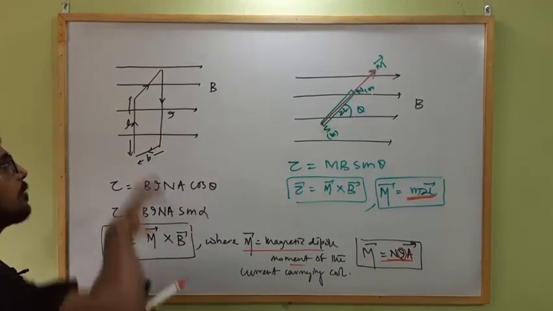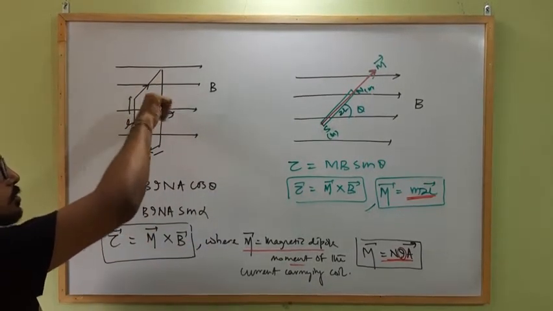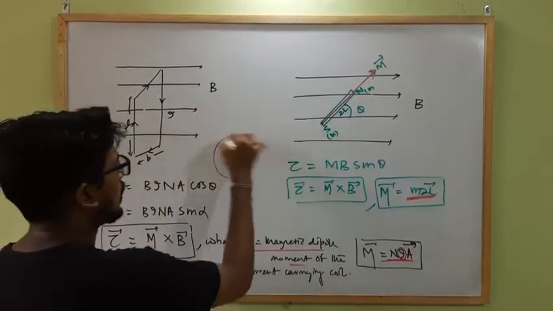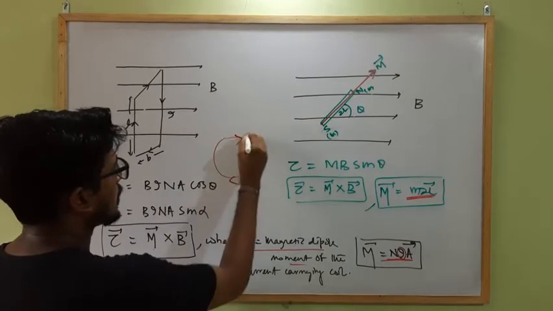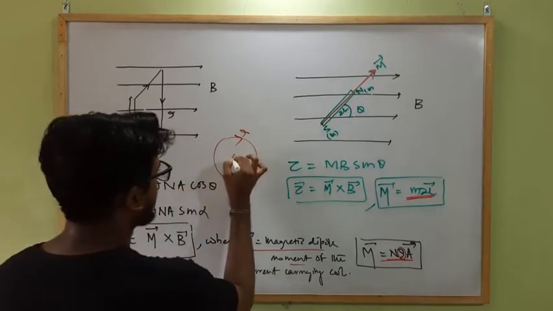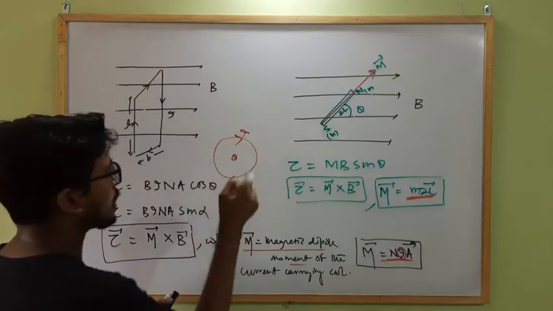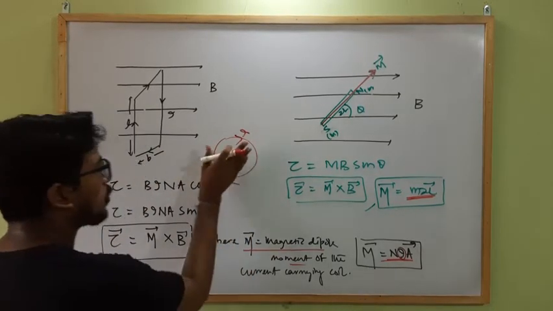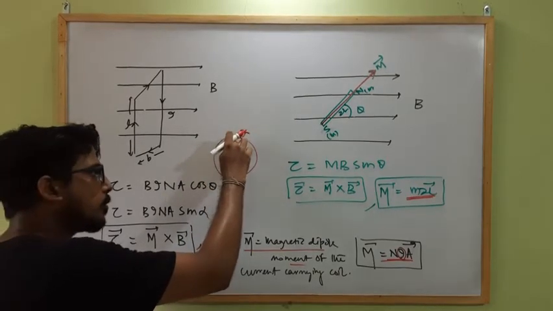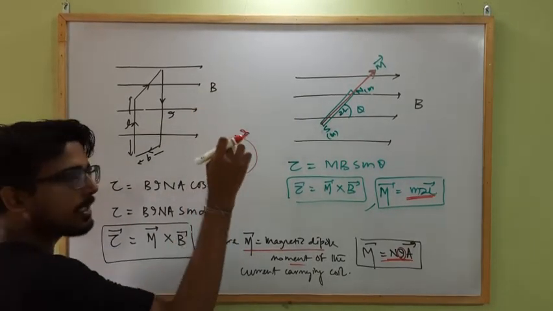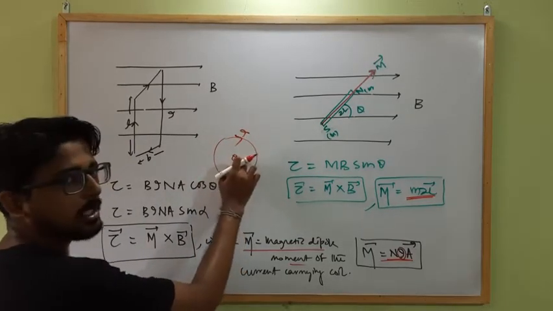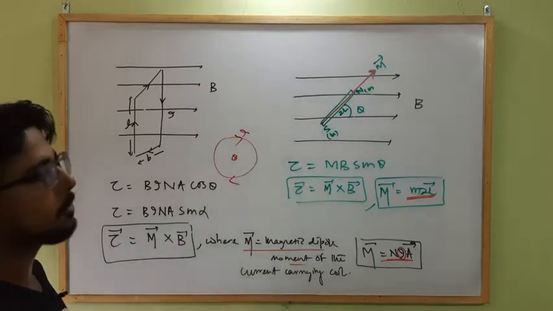Clear? Because when I curl my fingers along this direction, the magnetic field lines will go like this around this. If this is a coil, with current flowing here like this, and I curl my fingers along this direction, the magnetic field lines will go into the plane and come out. So if they are going into the plane, the back side of this coil will behave as what? North pole, because from the north pole lines of force start and end at the south pole. The upper portion of the coil will behave as south pole and the back portion will behave as north pole.